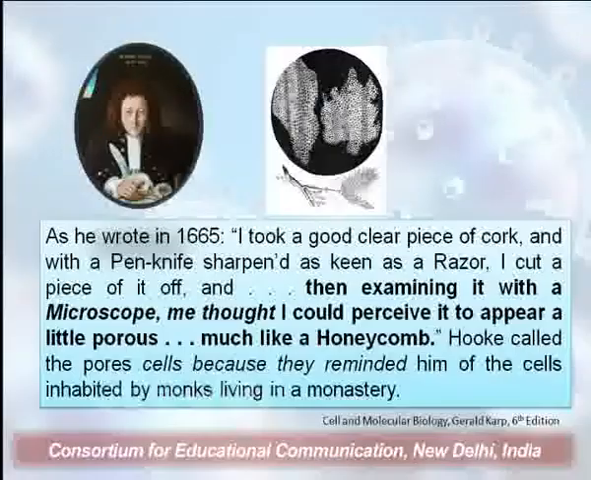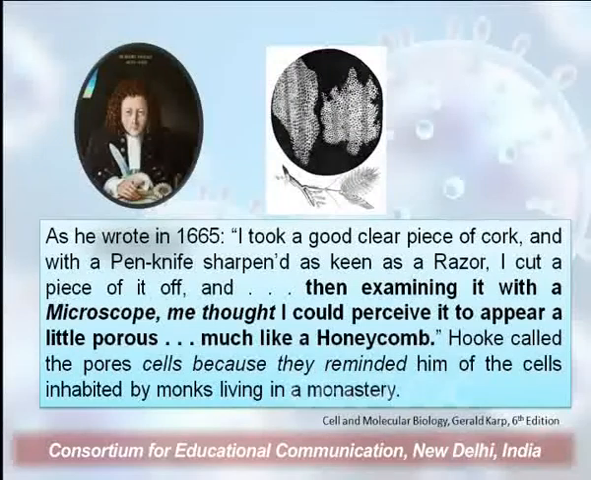Subsequently he wrote in the year 1665: I took a good clear piece of the cork with a pen knife sharpened as keen as a razor. I cut it off and then examined it under the microscope, and I could perceive it appears to be a little porous, much like a honeycomb. If we see the image over here, we can see the cork cells which are attached to one another, looking like a honeycomb.